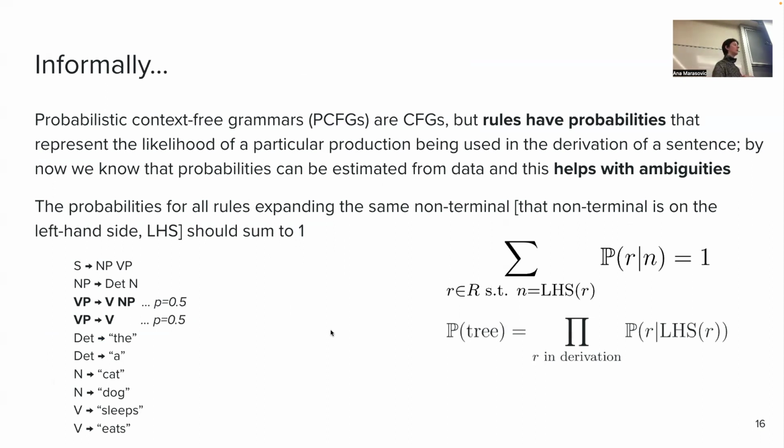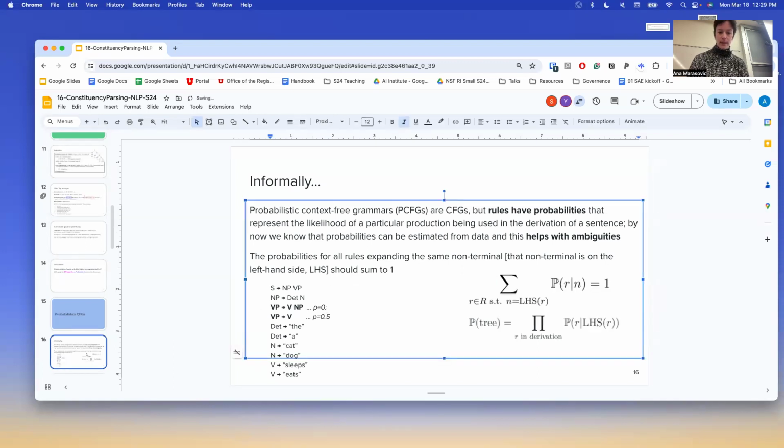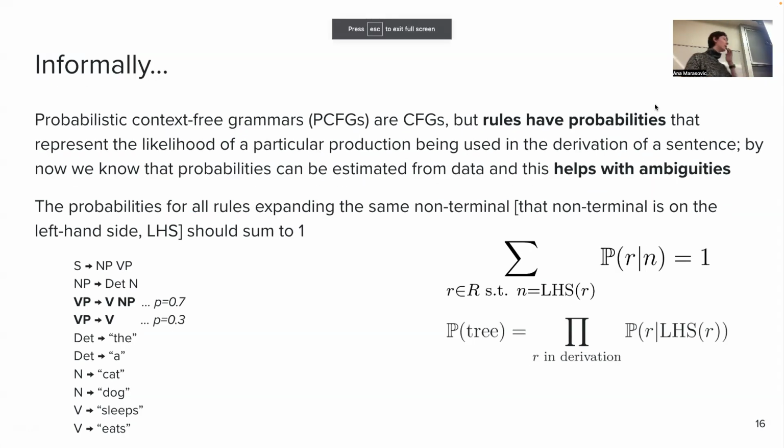What I said a little bit along the way, that the probabilities for all rules expanding the same non-terminal should sum to 1, is important. Here we have again some set of rules, and VP occurred on the left-hand side in 2 rules, so the probabilities of these 2 rules should sum to 1. Here I just used equal probabilities, but I'm going to remove that and say something like this, just to not confuse you into thinking that they are uniform.